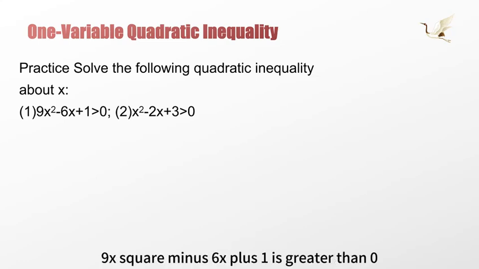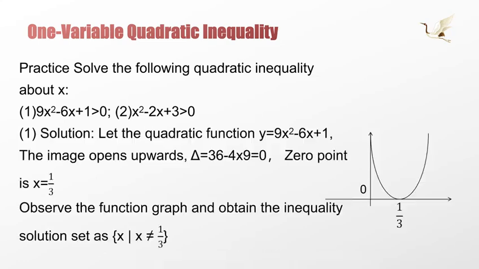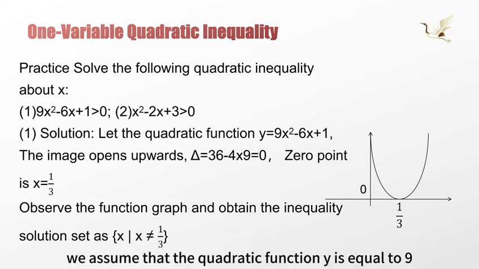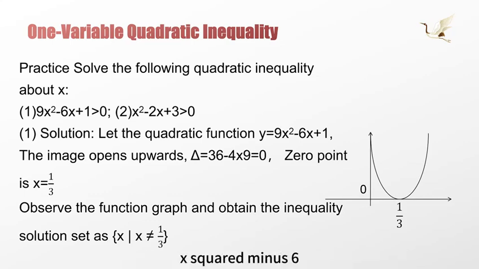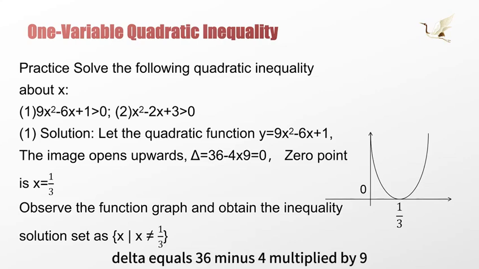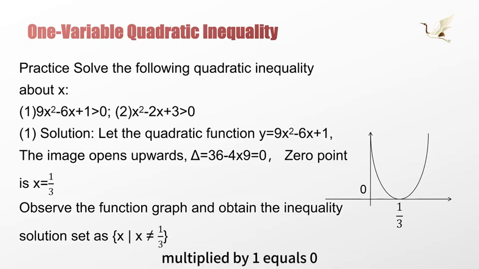9x squared minus 6x plus 1 is greater than 0. We assume that the quadratic function y is equal to 9x squared minus 6x plus 1, and the image opens upwards. Let's calculate delta. Delta equals 36 minus 4 multiplied by 9 multiplied by 1, which equals 0. This quadratic function has only one zero, x equal to 1/3. Let's take a look at the graph. There is only one intersection point between the parabola and the x-axis, where x equals 1/3, so the solution set greater than 0 should be x not equal to 1/3.